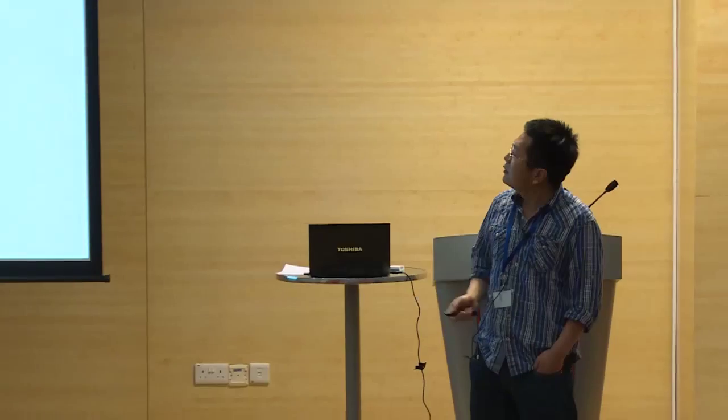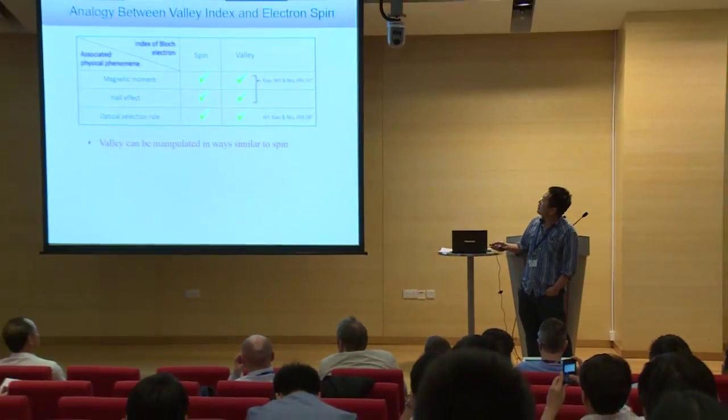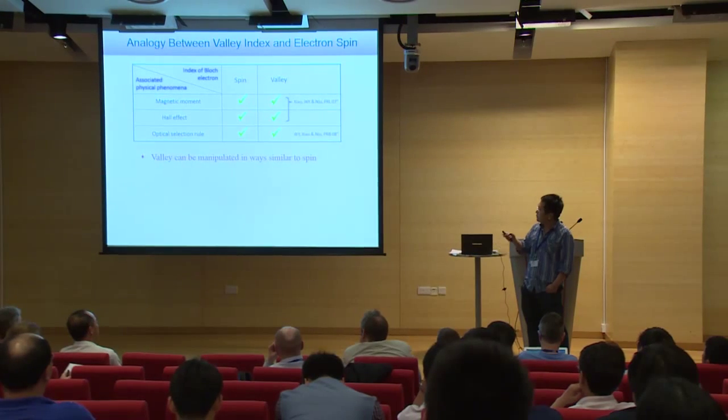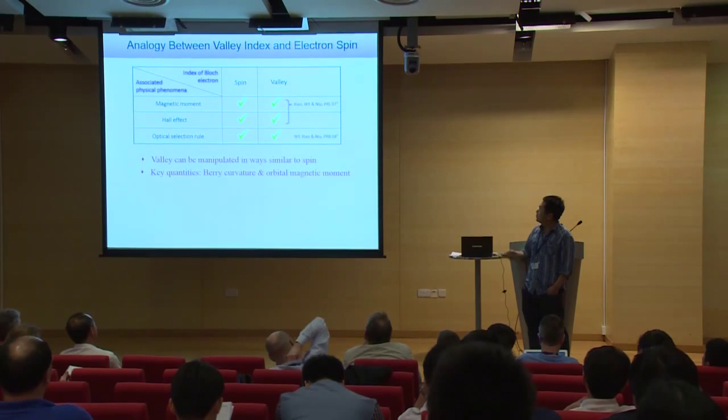For the valley pseudo spin, we have the same kind of physics. Because for the pseudo spin, we have a valley magnetic moment, we can have a valley Hall effect. And then there will also be optical selection rules associated with the valley index when certain material properties can be matched. So the key physics we want to talk about here is that valley can be manipulated in a way similar to the spins. And the key physical quantities are the Berry curvature and also the orbital magnetic moment.